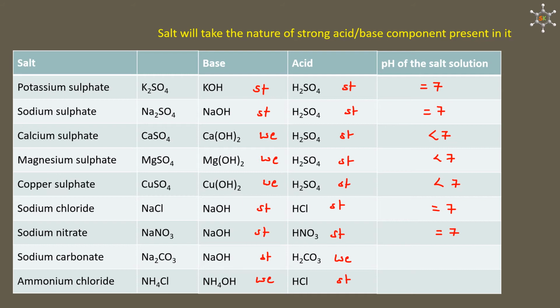Sodium carbonate is having sodium hydroxide base as the strong component. So sodium carbonate is a basic salt with pH greater than 7. Ammonium chloride is having hydrochloric acid as a strong component in it. So it is an acidic salt with pH less than 7.